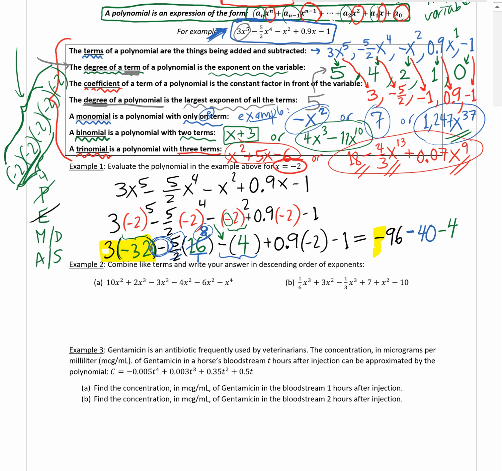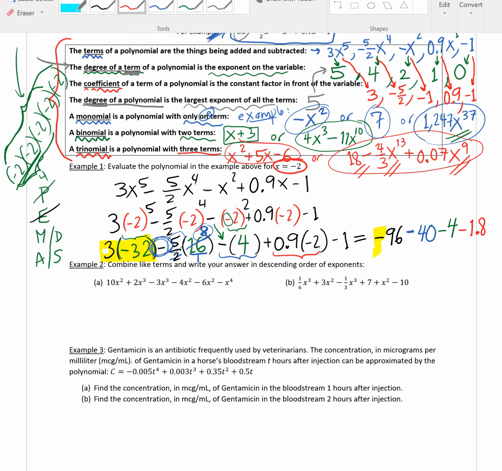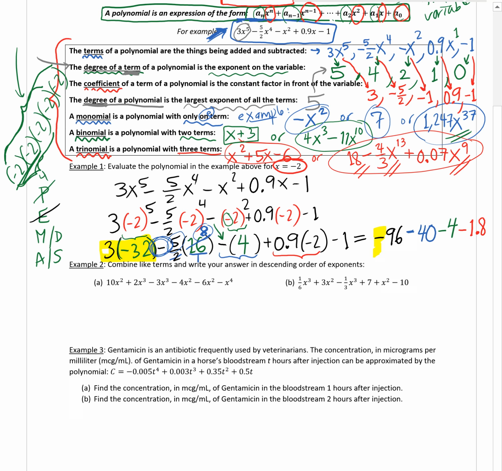And then the next guy here, we got 0.9 times negative 2. That's going to be negative 1.8. Running out of room. And the very last term is just a constant, so I'll leave him the same, negative 1, or minus 1. Okay, let's see.